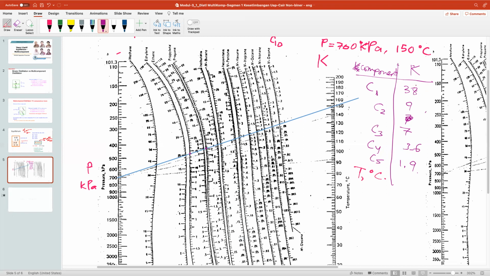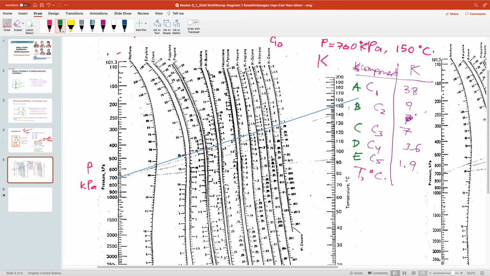Later, when you have K values like this, you can write that this is component A, which is the most volatile, then this is component B, this is component C, this is component D, this is component E. So the numbering of the components comes from those K values. The higher K means the fraction would be much more in the vapor phase compared to the liquid phase. So the higher K is, the more volatile the component is.